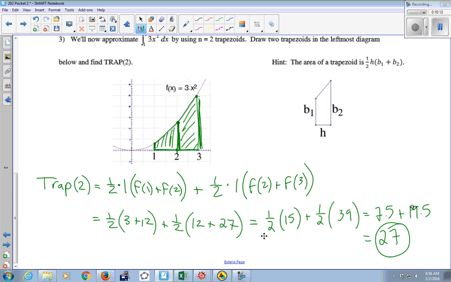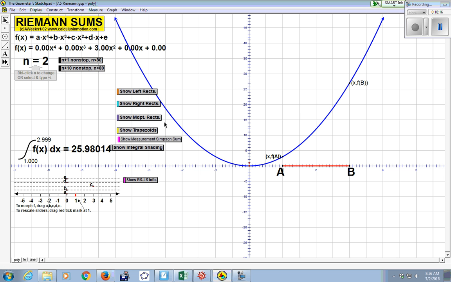All right, so I'm going to do a quick check on my Geometer's Sketchpad. What does the trap rule look like? Show trapezoids, and I get just about 27, 26.979 there.